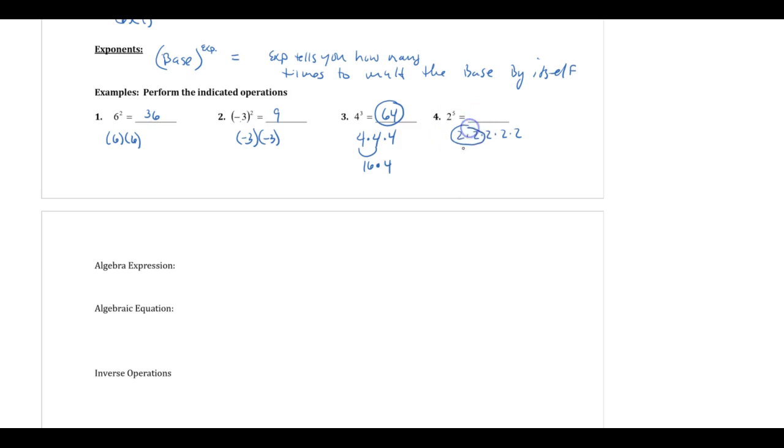Now, this would give me 4 times 2. 4 times 4 is 16, times 2 would be 32. Okay, so evaluating exponential problems is pretty important.